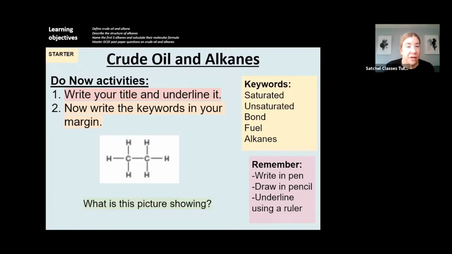Have a look at the learning objectives for what we're going to be covering in this lesson. You're going to be able to define crude oil and alkanes. You're going to be able to describe the structure of alkanes, name the first 5 alkanes and calculate the molecular formula. And we're going to master GCSE paper questions on crude oil and alkanes.